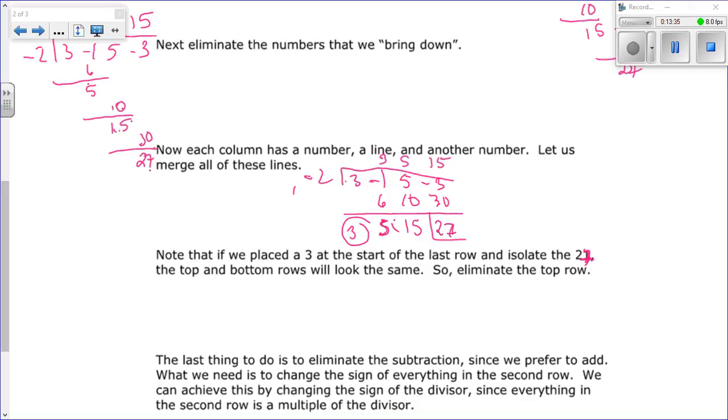So now what I'm going to do is eliminate the top row. I don't want anything written on the top of my division. So I have negative 2, and I have 3, negative 1, 5, negative 3, and then I have my 6, my 10, my 30, and I'm going to add in that 3 that we talked about up there. This is 5, this is 15, and this is 27, and I want to keep that isolated.